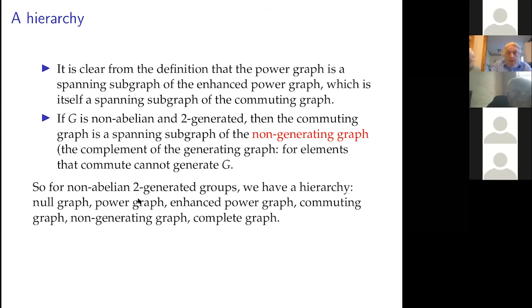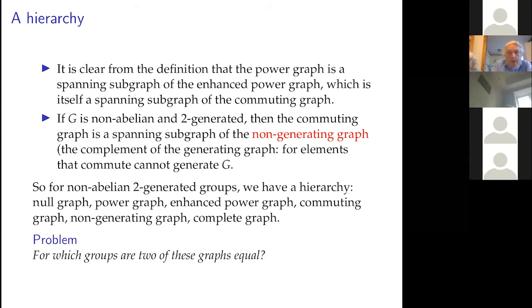And for non-abelian 2-generated groups, which as I say contain all finite simple groups, each one is contained in the next. So if you have a hierarchy like that, one thing you want to know is, when are 2 of the graphs in this hierarchy equal? When could you have one equal to the next? So I'll say a little bit about this. For which groups are 2 of these graphs equal?